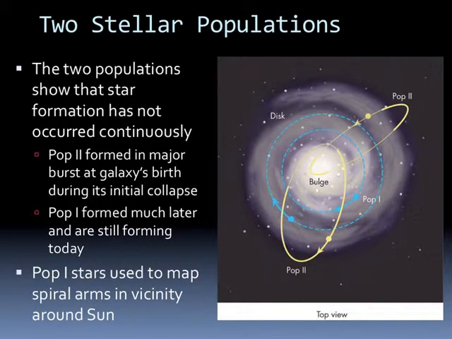Now, the 2 populations show that star formation has not occurred continuously. Population 2 stars formed in a major burst at the galaxy's birth during the initial collapse of our universe. Population 1 stars formed much later and are still forming today. Population 1 stars are used to map the spiral arms and vicinity around the Sun.